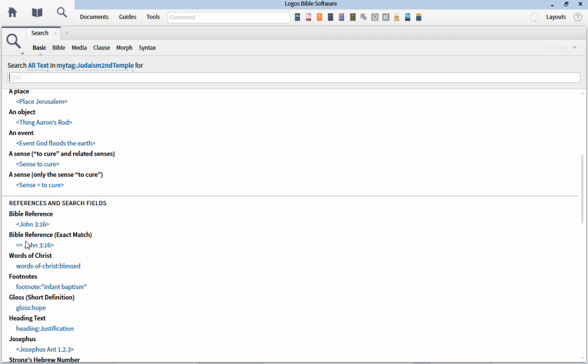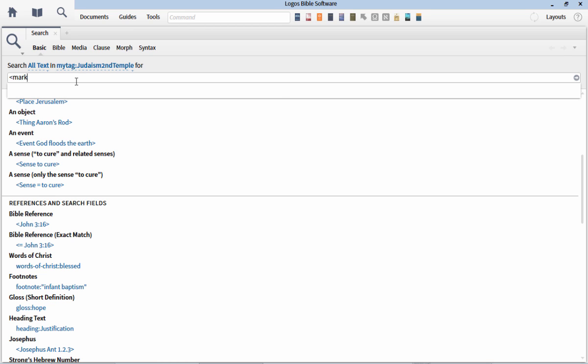Now further down it says references, Bible reference. If you put a Bible reference in these arrows here, then Logos is going to search either your entire library, or in my case, all the books I have tagged with Judaism Second Temple with this Bible reference.